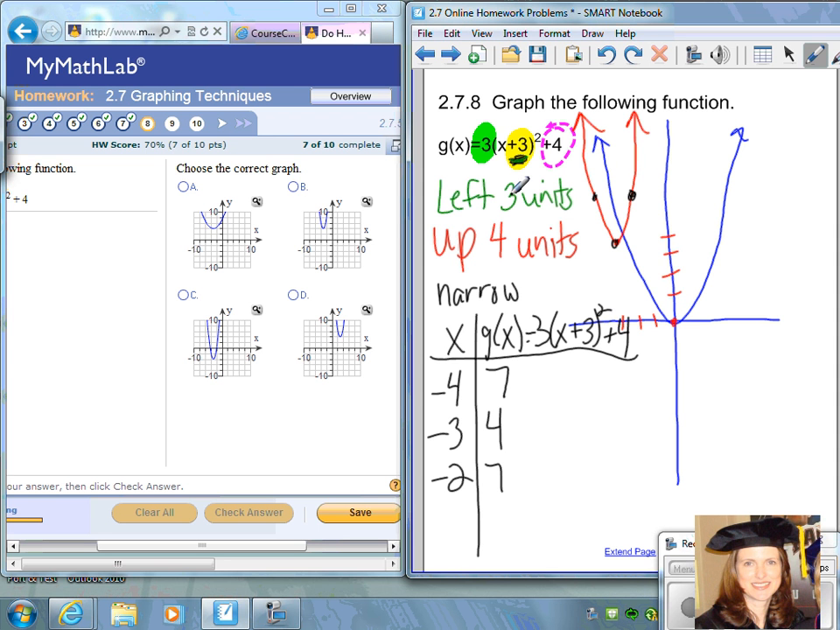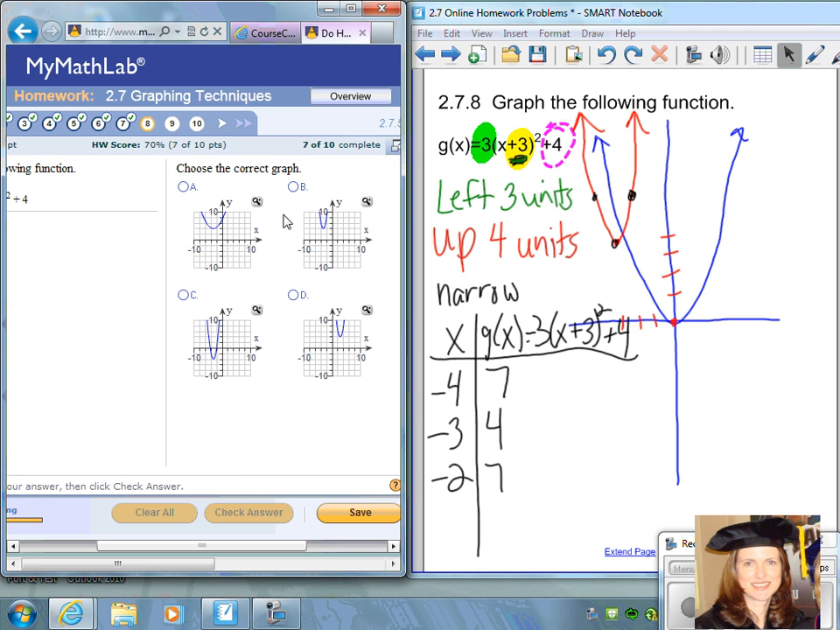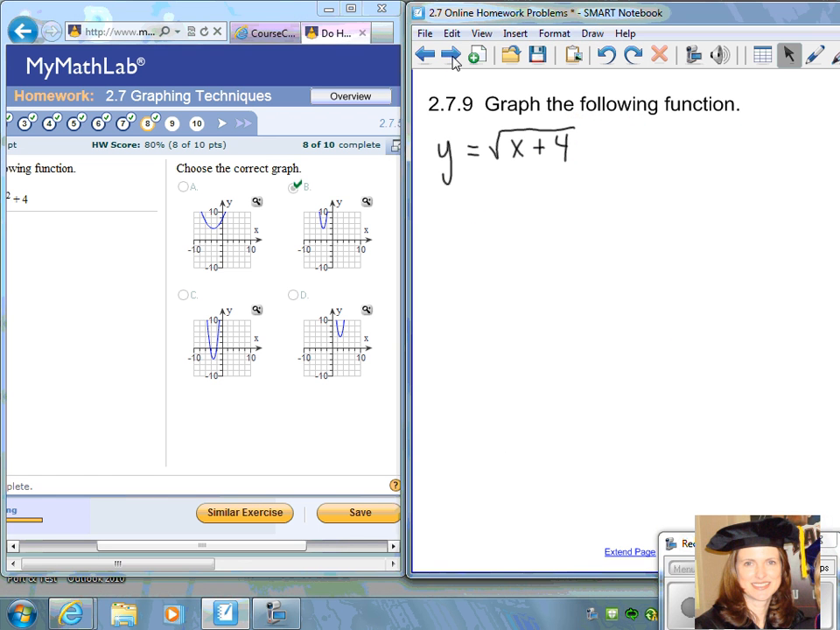So this graph looks most like, I would say, B. It's a graph that's been shifted to the left 3 units, up 4 units, and it's a vertical stretch. So you can see it's more narrow. Let's choose B and check our answer. Okay, just a couple more in this section.